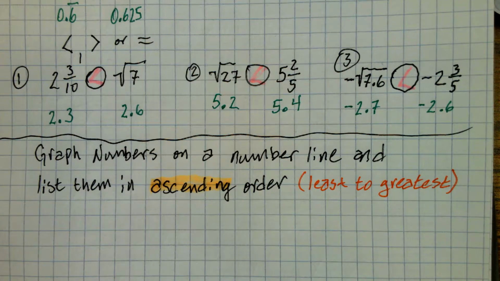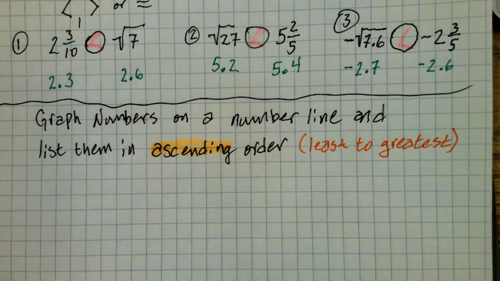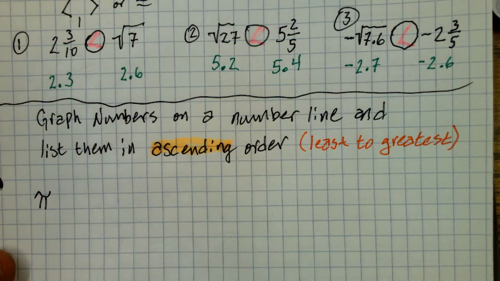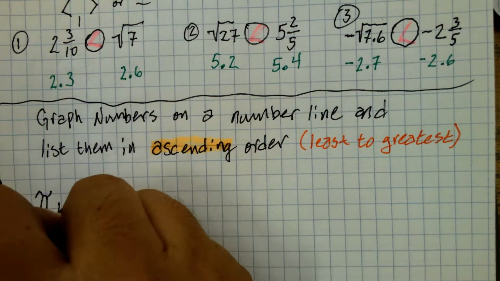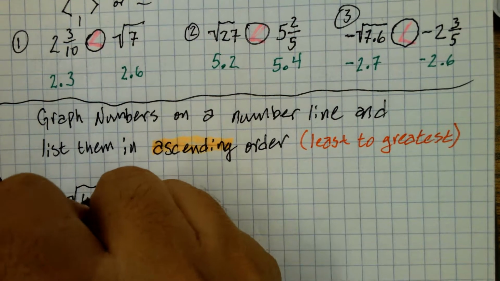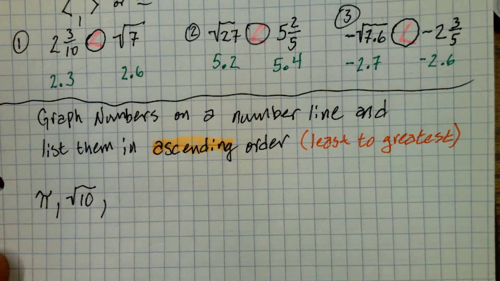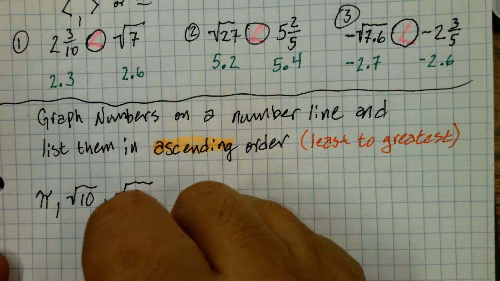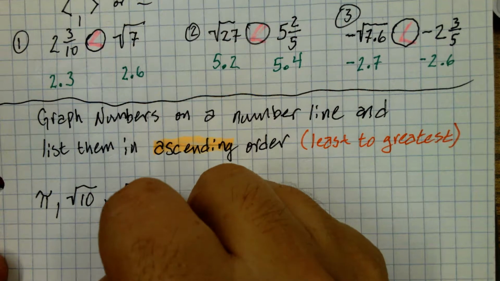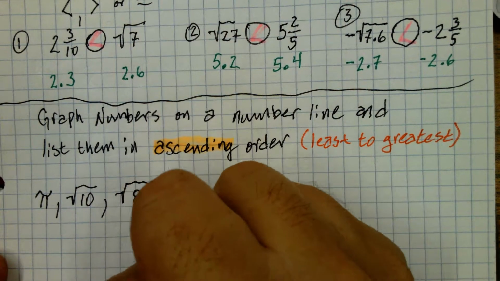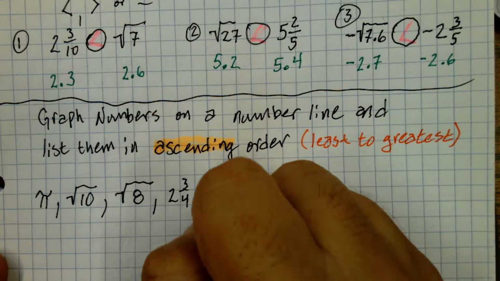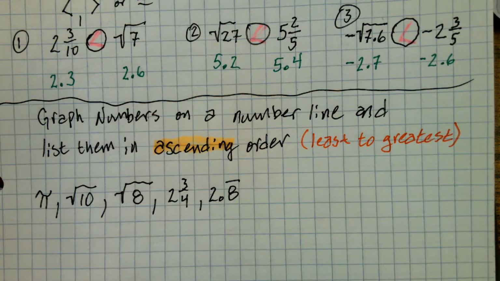And I'm going to give you some numbers to do this with. It's going to be pi, radical 10, square root of 8, 2 3/4, and then 2.8 repeat. Okay.